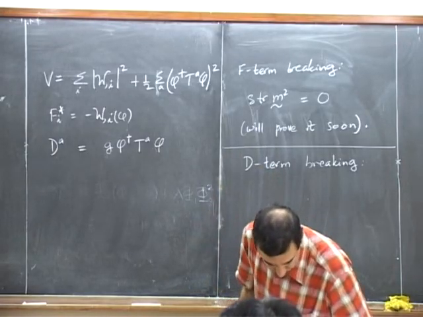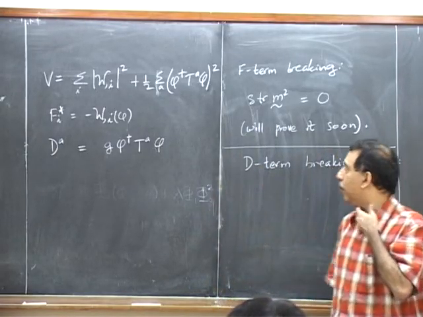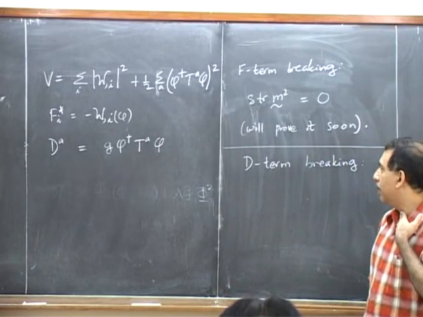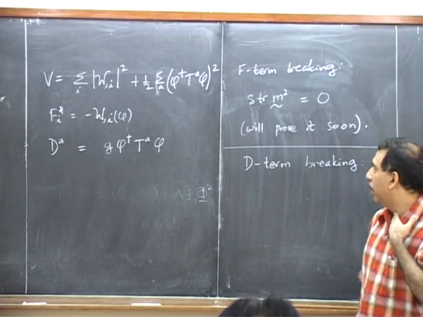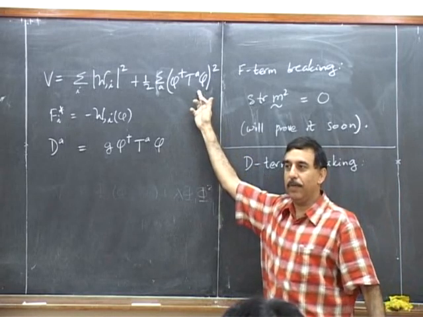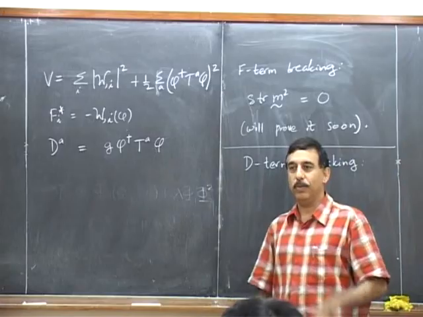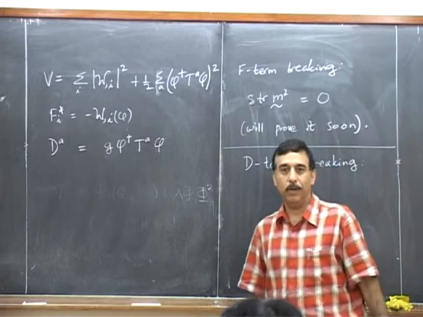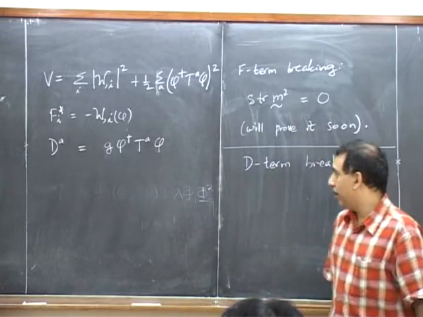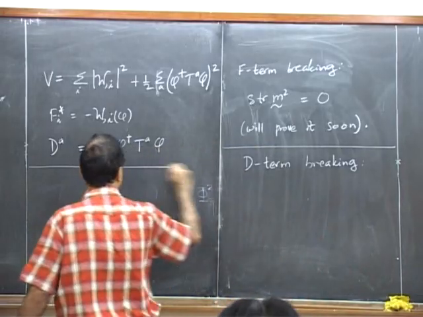Okay. Now, yesterday while preparing this lecture, I had a moment of panic when I realized that I had never in my life written down this term explicitly for a field which, let's say, is a triplet of SU(3) and a doublet of SU(2) and has two different hypercharges. I didn't know how it can be done. So I'm going to waste your time by giving an example.